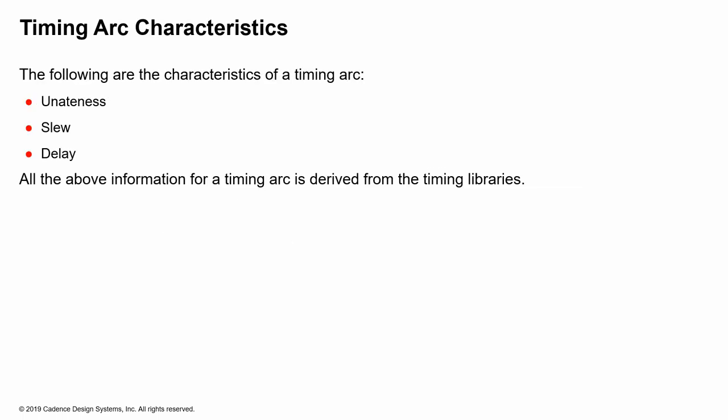So the following characteristics, unateness, slew, and delay, are all different characteristics of a timing arc. Each of this information can be obtained from the timing libraries. So let's look at what each of these mean and what their purpose is.